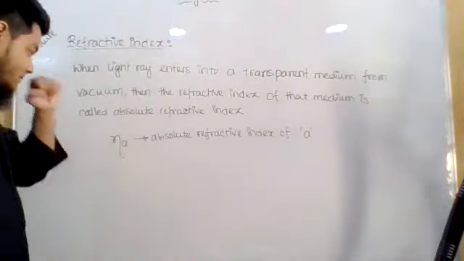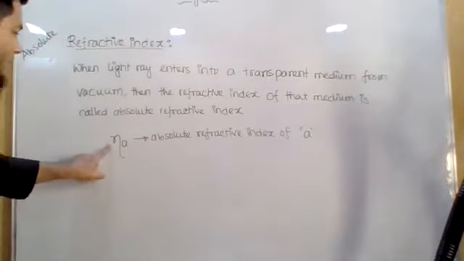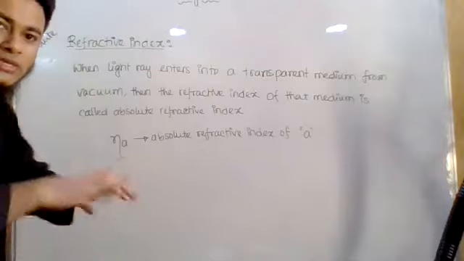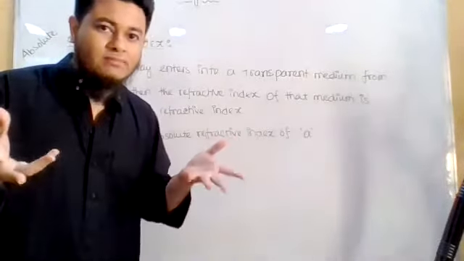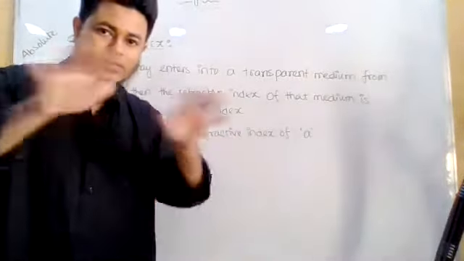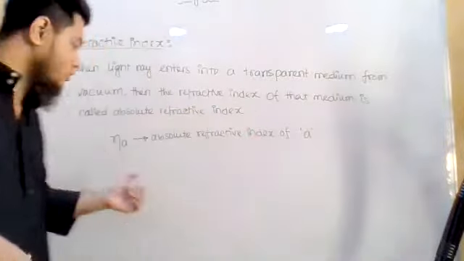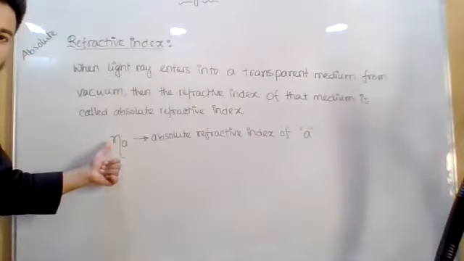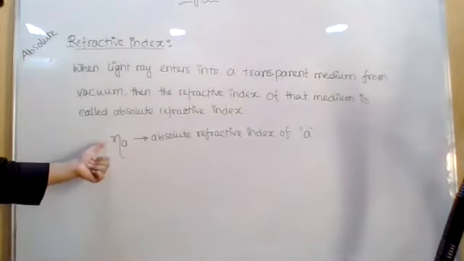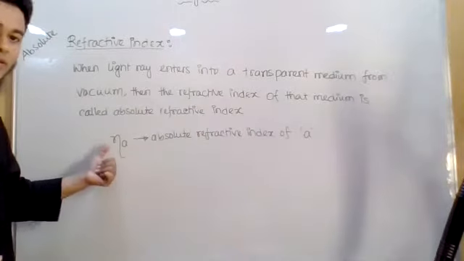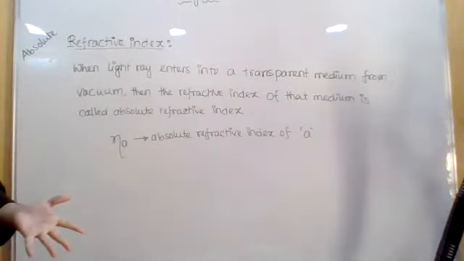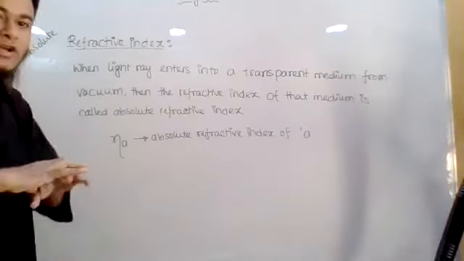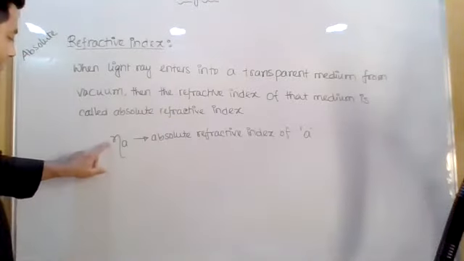Now, as it is coming from vacuum, we know that vacuum is empty. You know what vacuum is, right? It is empty. There is no air, no water, nothing there. No medium is there. So we cannot write anything here, right? If it was coming from air, we could have written air here. But it is not coming from air, water, glass, or anything. It is coming from vacuum, and vacuum is empty. That is why nothing is written before it.